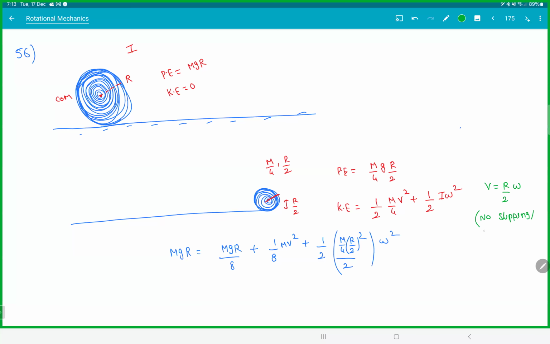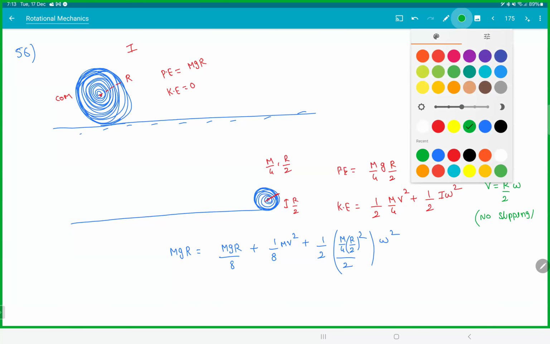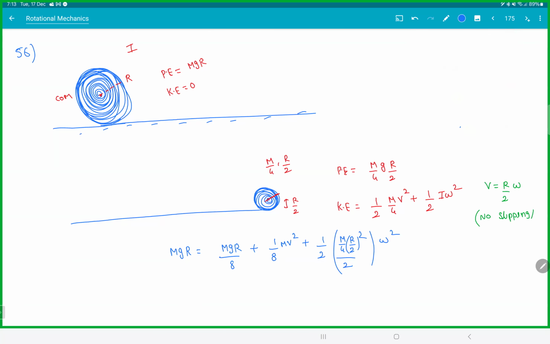So there are multiple places you can goof up: the mass part, the radius part, the velocity thing. It's more of a headache. The problem is that there are many things changing. You're done. Then basically you just have to substitute mgr. This is shifted this side. This will be 7 mgr by 8.